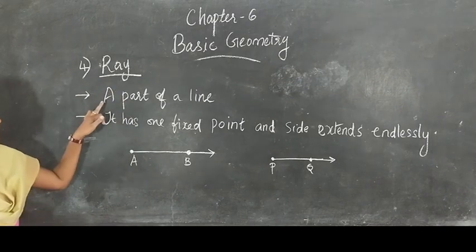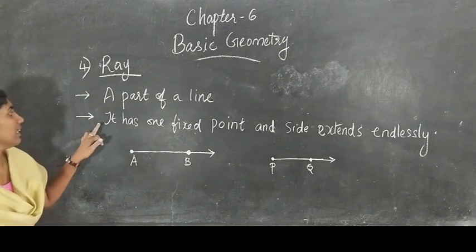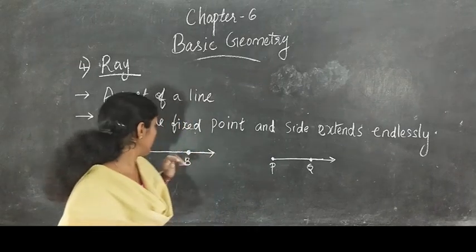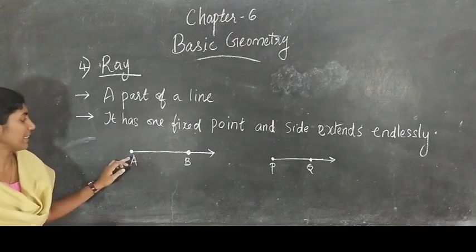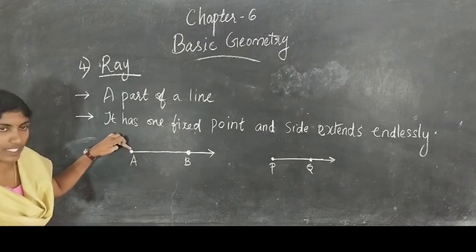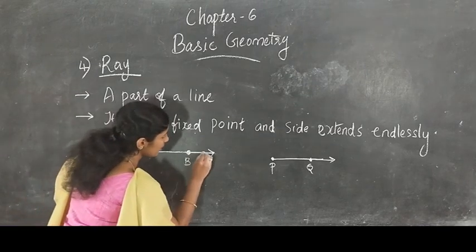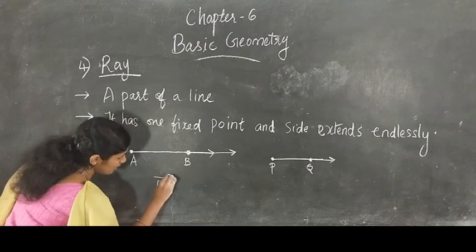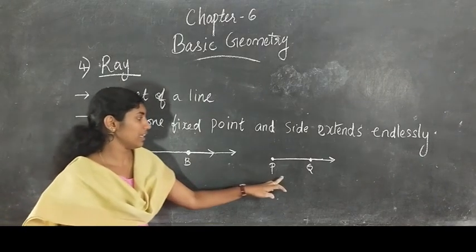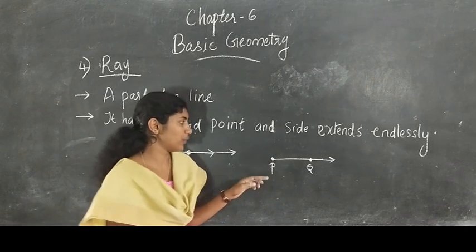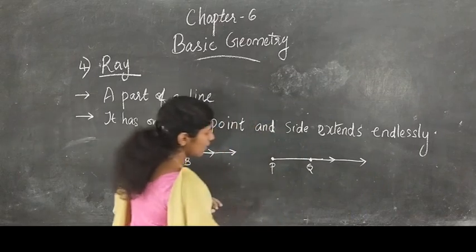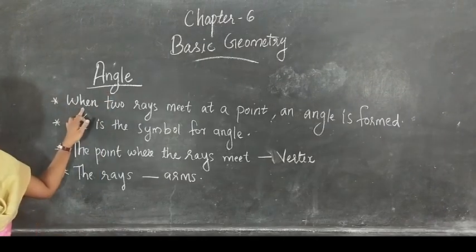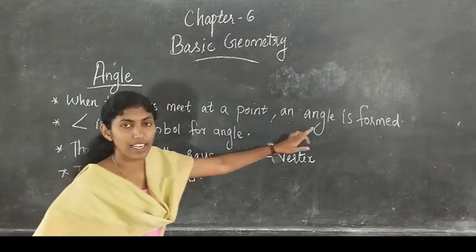Next one is ray. Ray is also a part of a line. Ray has one fixed point and the other side extends endlessly. Here we can see ray AB. A is the fixed point and we can extend like this. So ray AB can be written like this. Clear? Then here ray PQ. P is the fixed point and Q can be extended like this. And we can write ray PQ like this.